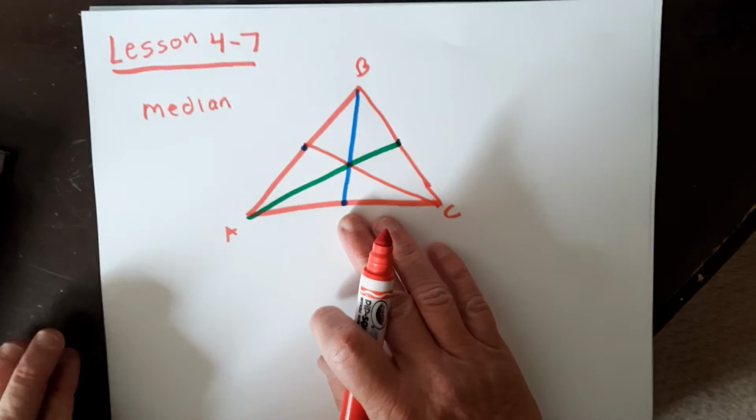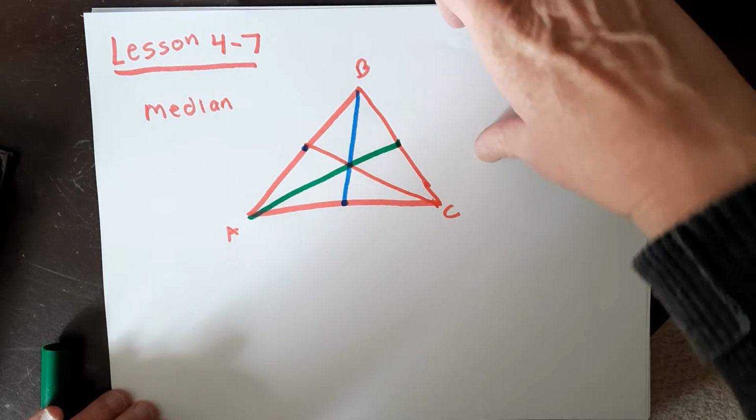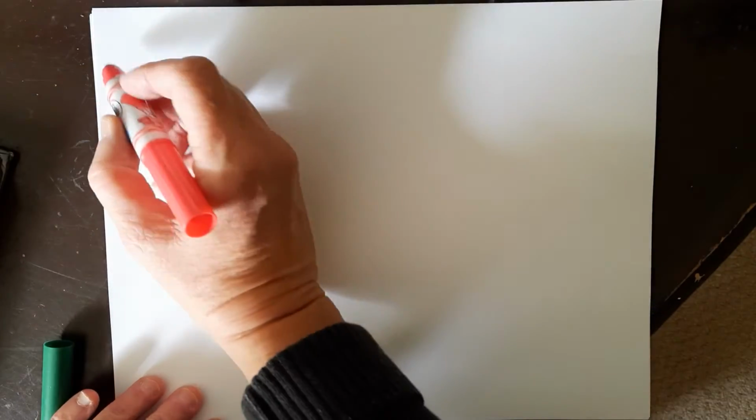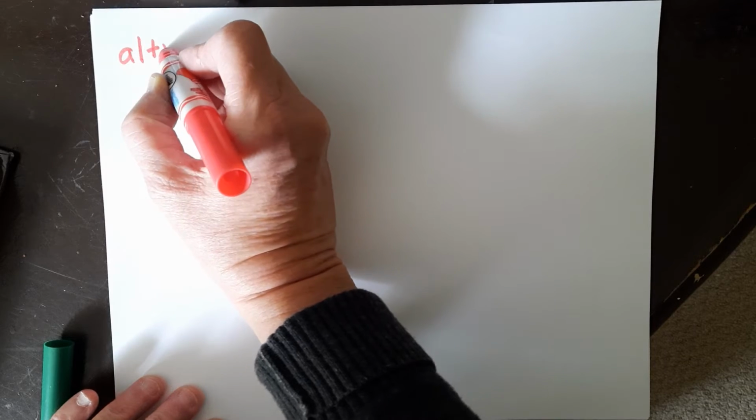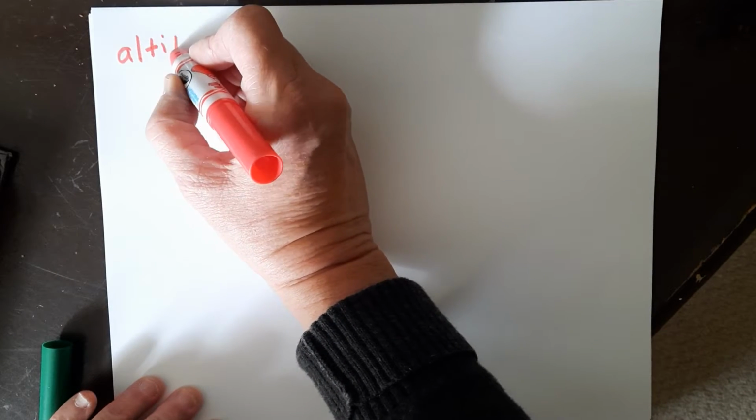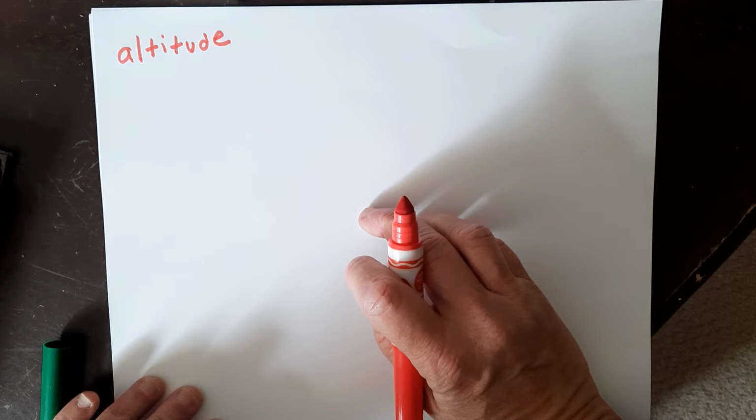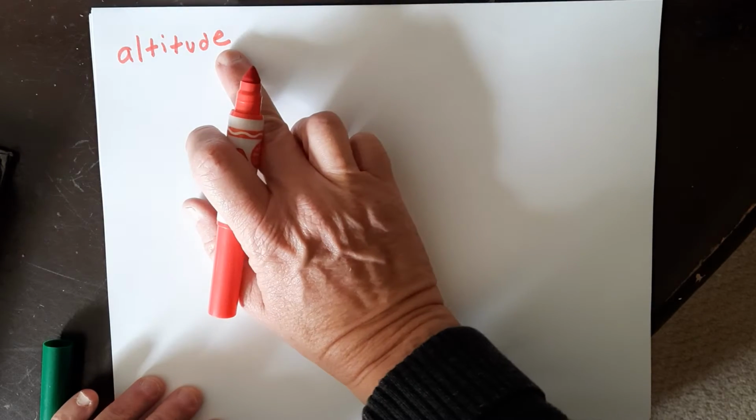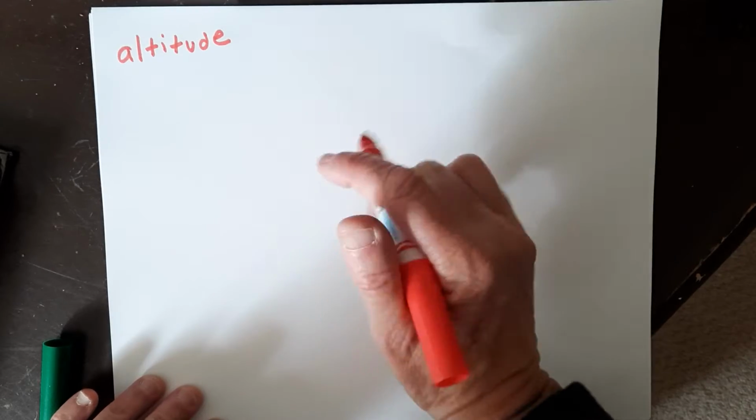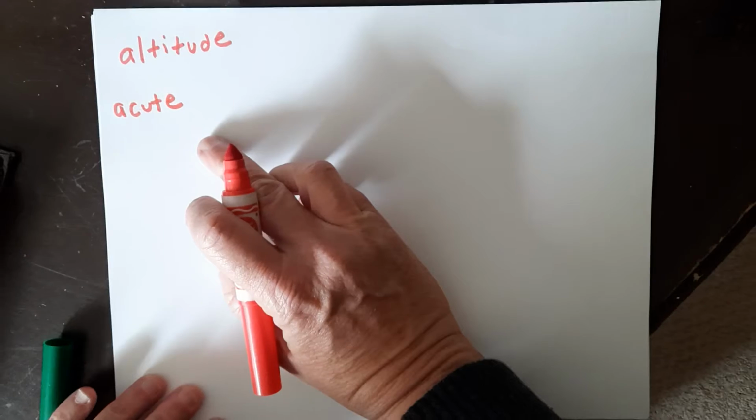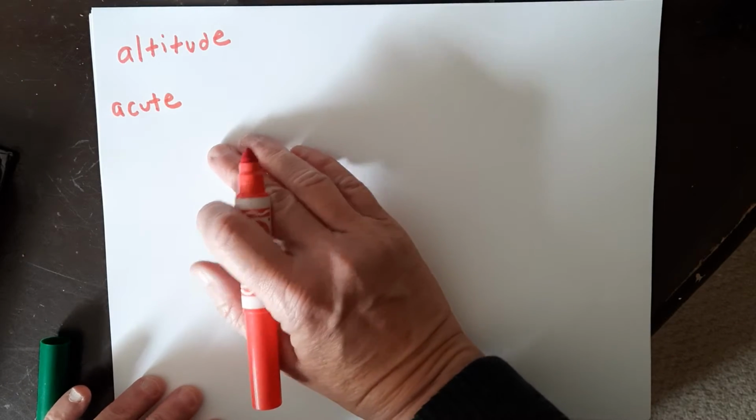The altitude of the triangle is a little bit different. I'm actually going to just start off with a fresh piece of paper for this. So the altitude of a triangle is the perpendicular segment from a vertex, which is one of the corners, to a line that contains the opposite side. So sometimes the altitude is actually outside of the triangle. But in our first example, it won't be. Each triangle has 3 altitudes.